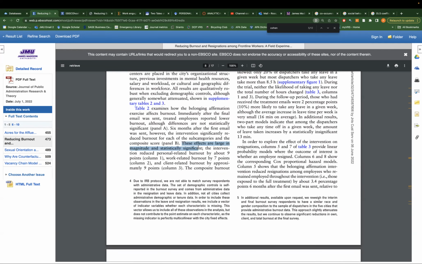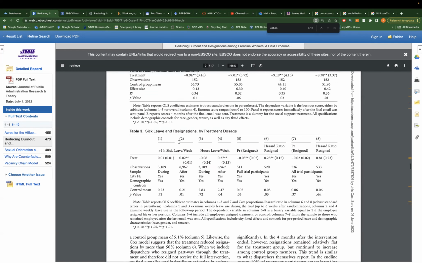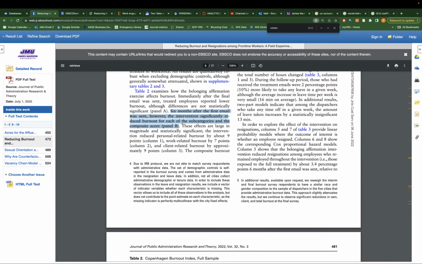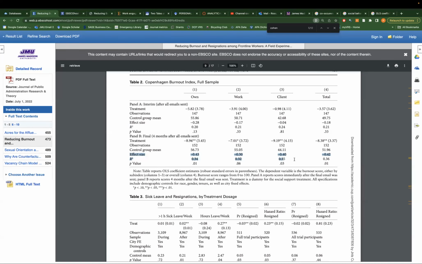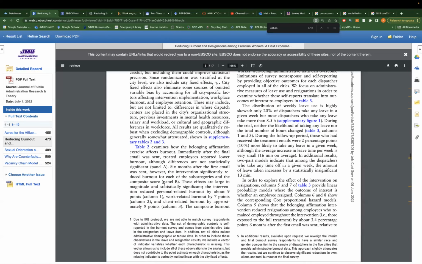So here we see they're explaining this a little bit. 6 months after the first email was sent, the intervention significantly reduced burnout for each of the subcategories. That's panel B, which we just looked at there. And we saw that the effects are large in magnitude and statistically significant. One issue I have is they do have the effect size there for you, but they don't say what it is. I'm guessing it's Cohen's d, but they say that it's large.